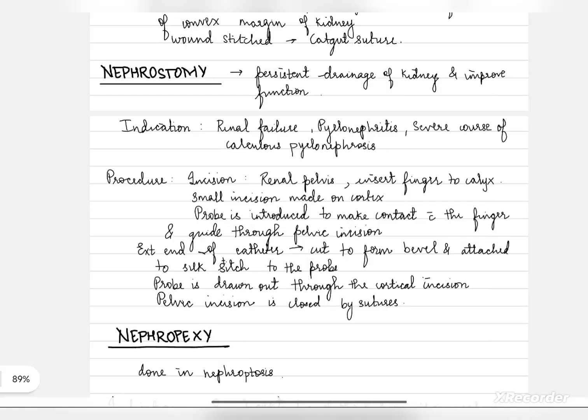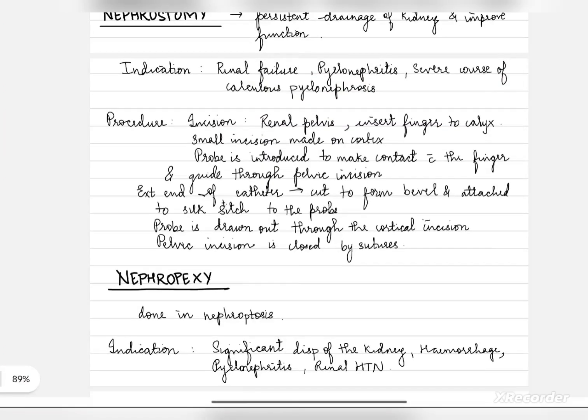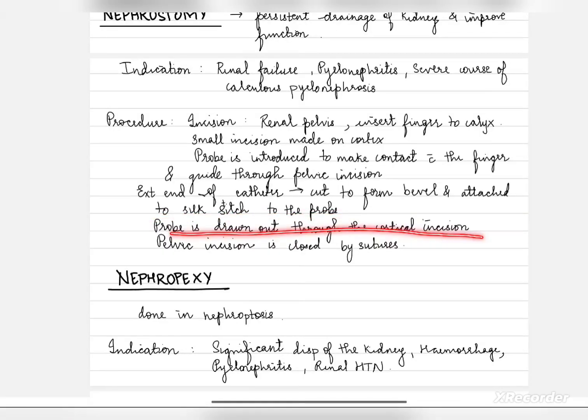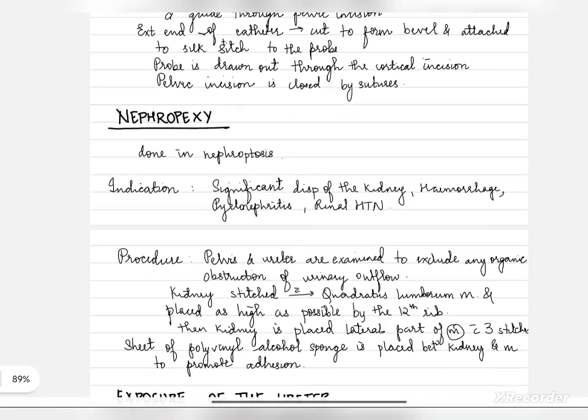Next is nephrostomy. Persistent drainage of kidney and improved function. Indication is renal failure, pyelonephritis, severe course of calculous pyelonephrosis. Incision is made on the renal pelvis. Insert a finger to the calyx. Small incision is made on the cortex. Probe is introduced to make contact with the finger and guide through the pelvic incision. Extend end of the catheter, cut to form bevel and attach with silk stitch to the probe. Probe is drawn out through the cortical incision and pelvic incision is closed by suture.